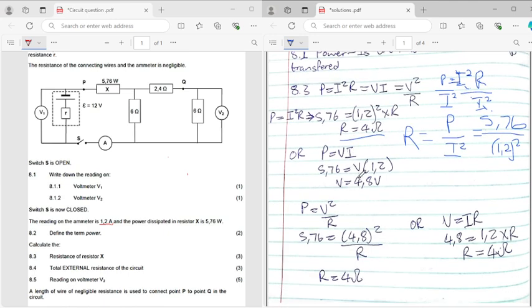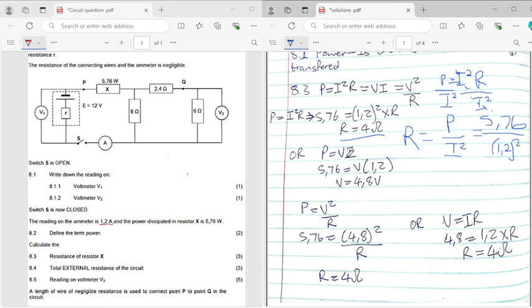So another way you can do it, you can still use this other equation, because you have P and then you have I, just that it's going to be a bit long. In this case, you'll have to use that equation to get voltage, and then from voltage you can choose which equation you want to use to get your R, right?